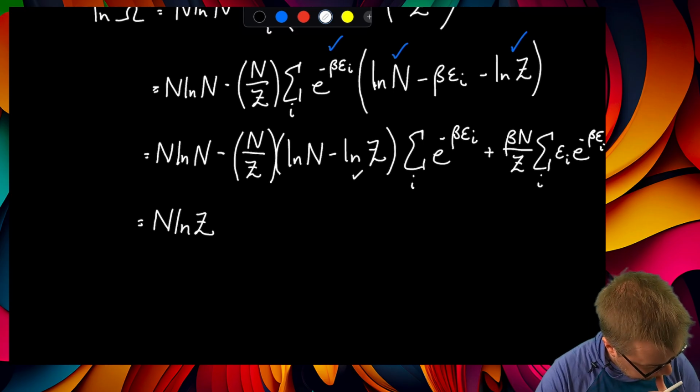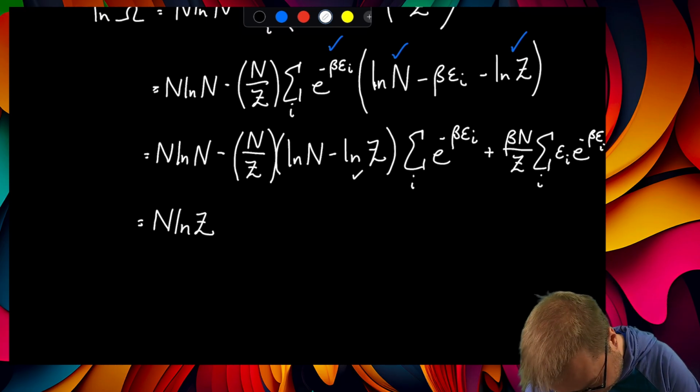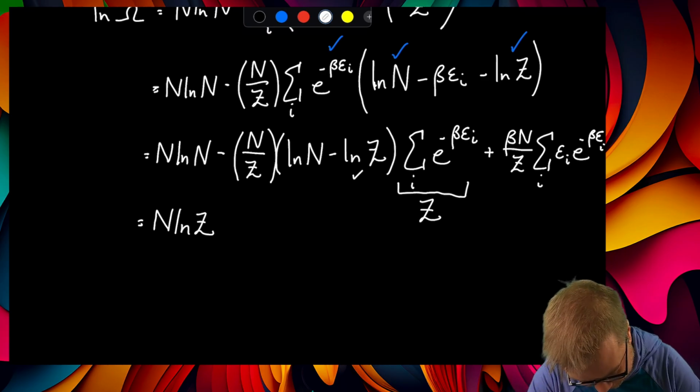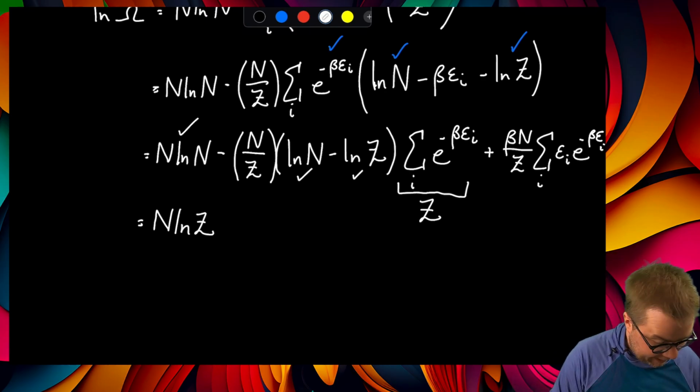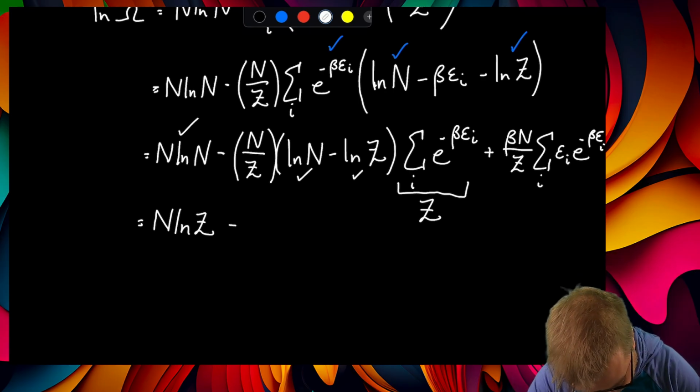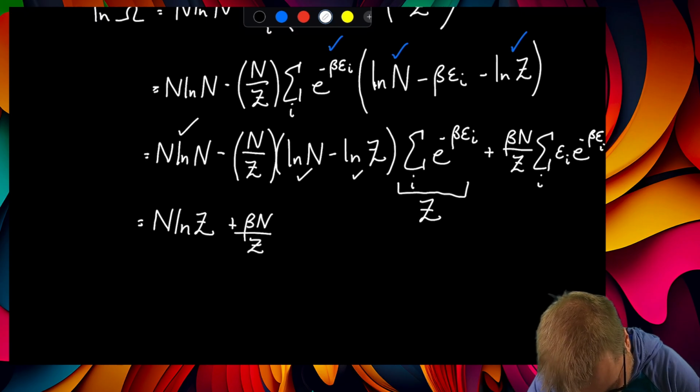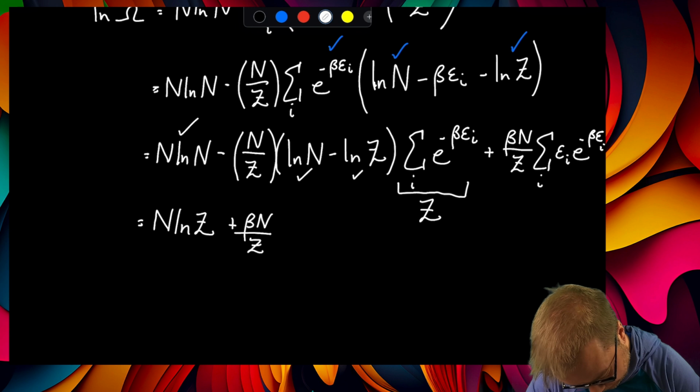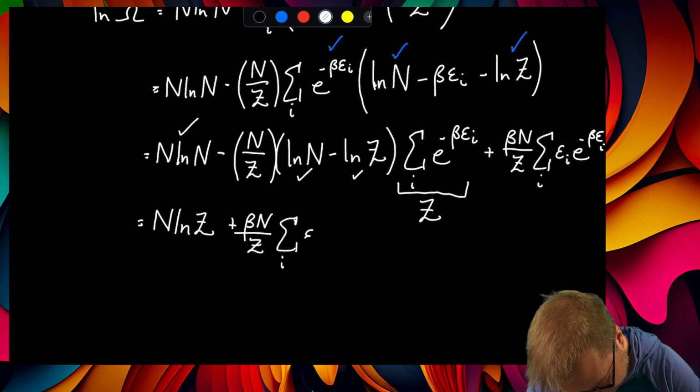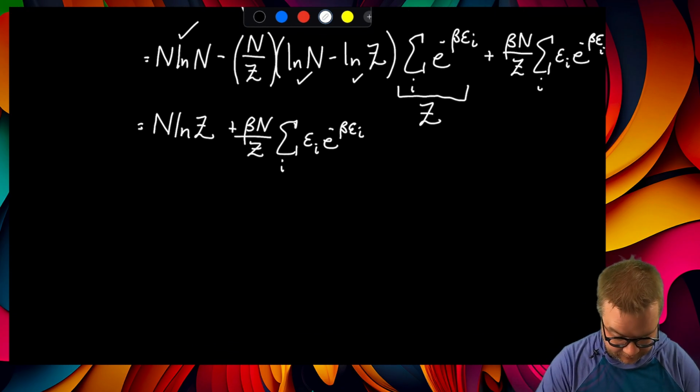let's see here. What am I missing? This term here is just the partition function. And so that means that that term canceled out with this one. Okay, so we've got n log z. And then we've got plus beta n over z. And then that's summation, right? Epsilon sub i e to the minus beta epsilon sub i.